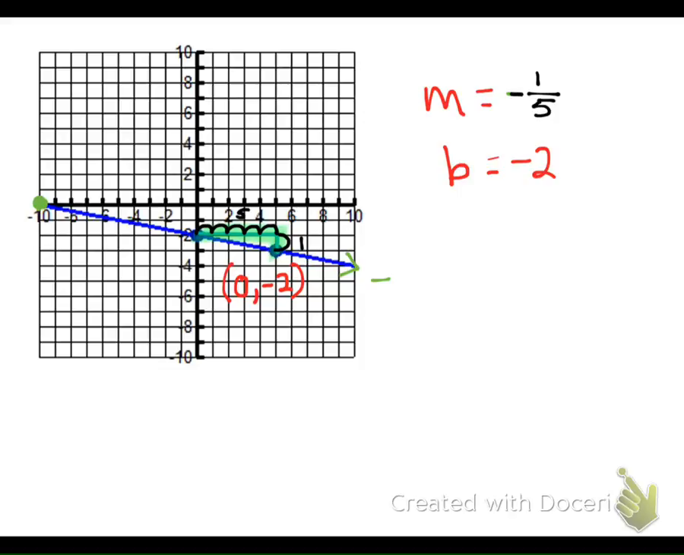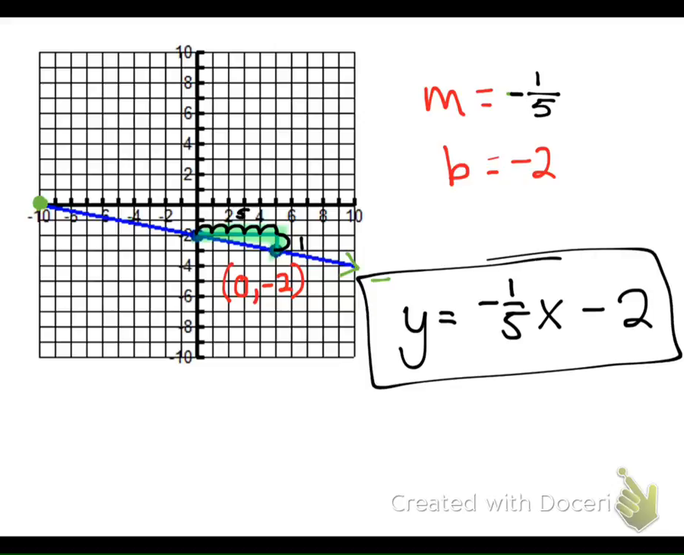So now that I have my m and my b, I can write my equation. I can write y equals negative 1/5 x minus 2. Remember, I could do plus negative because that b is a negative 2, but I can just do a subtraction. And there's my equation. So when you have a graph, you're looking for the y-intercept, and you're looking for your slope. What's your rise and what's your run?